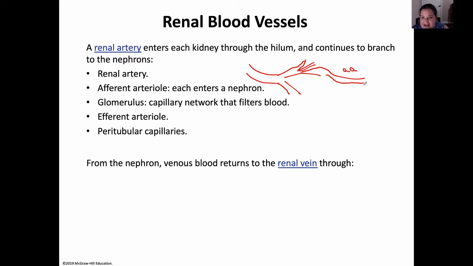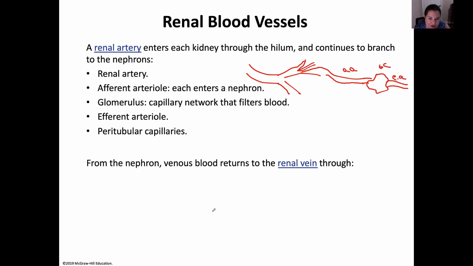That afferent arteriole is going to form what is called the glomerular capillaries. I'm going to show you what the glomerular capillaries are later. And then coming out of the glomerular capillaries, we are going to have what is called the efferent arteriole, right?